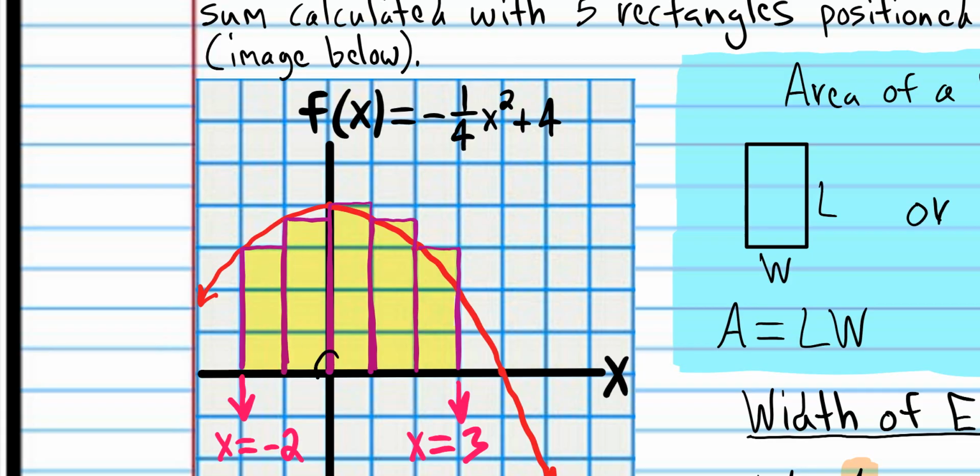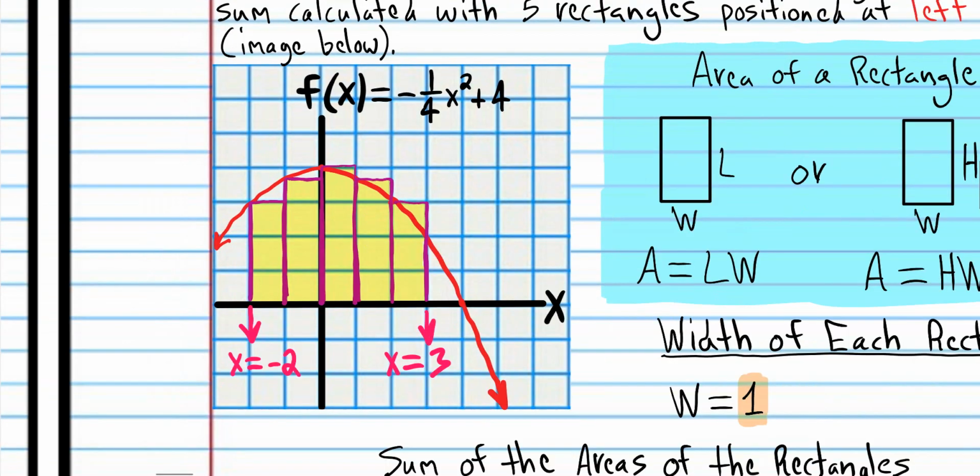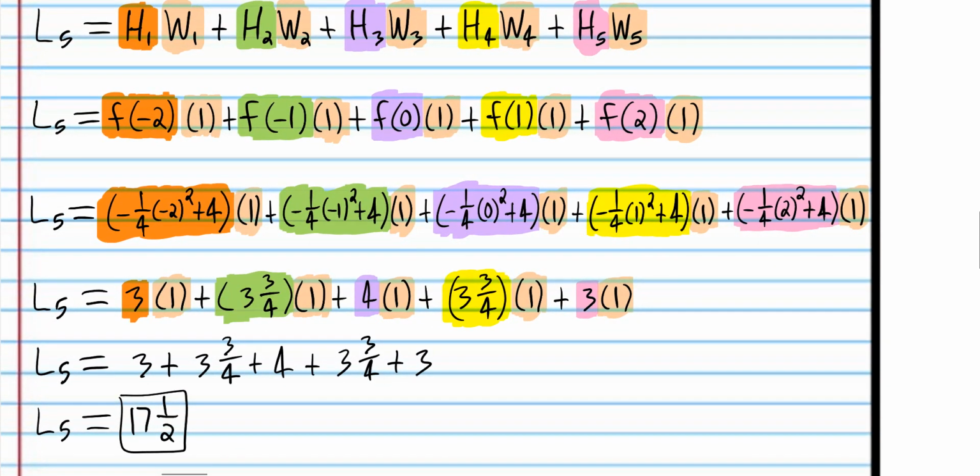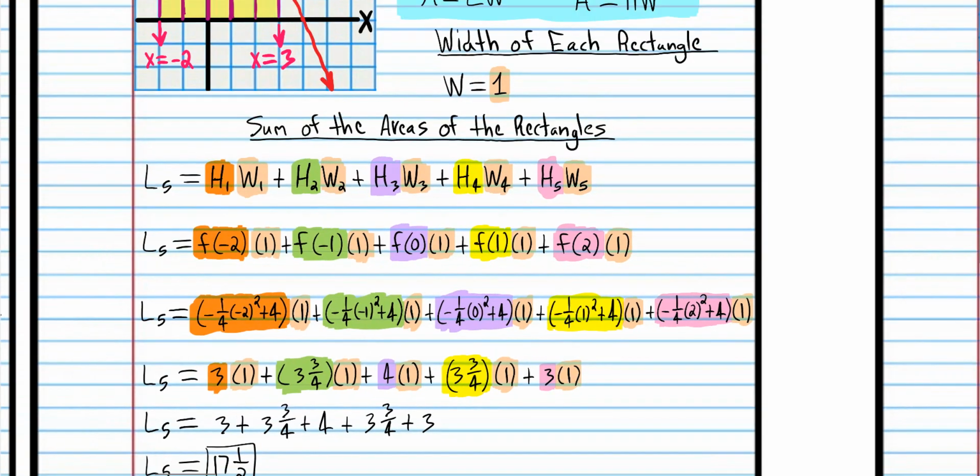Then we plug in 0. You see this next endpoint is at 0. Plug in 0 to this function, and whatever we get, that's the height of this rectangle, and so on and so forth. So notice that we did that. We plugged in negative 2 in the orange expression. That's the function. We plugged in negative 1 in the green expression, 0 in the purple expression.